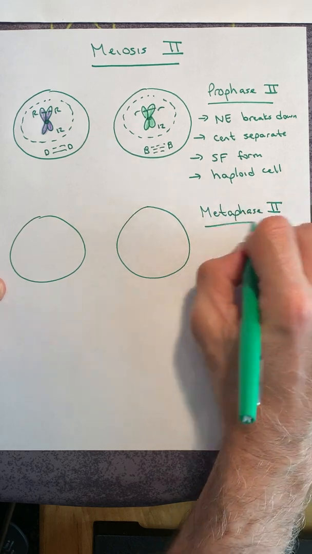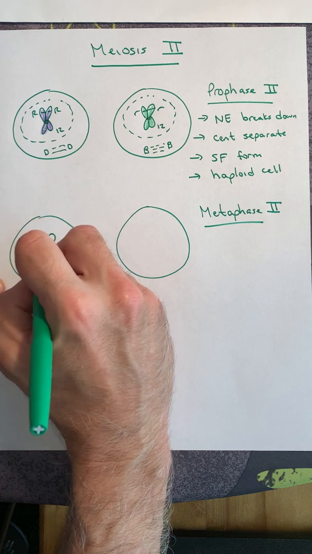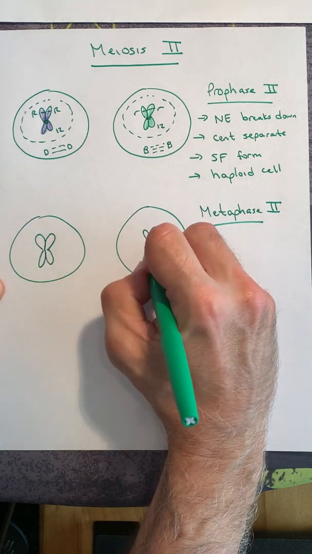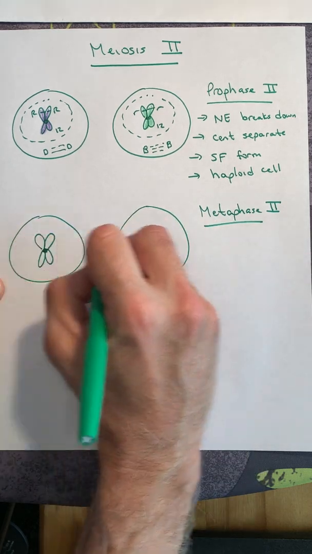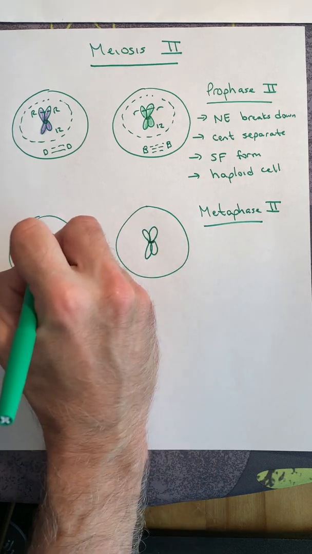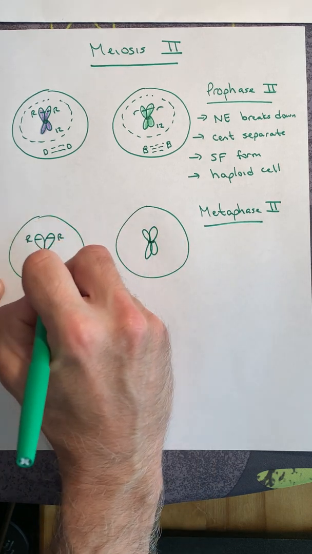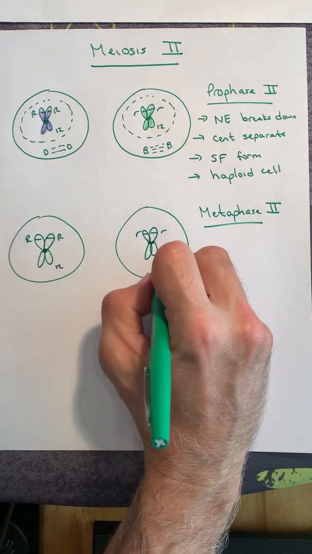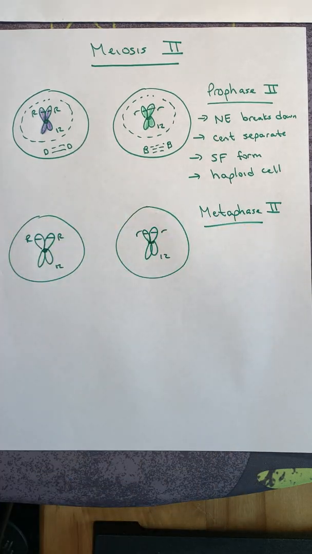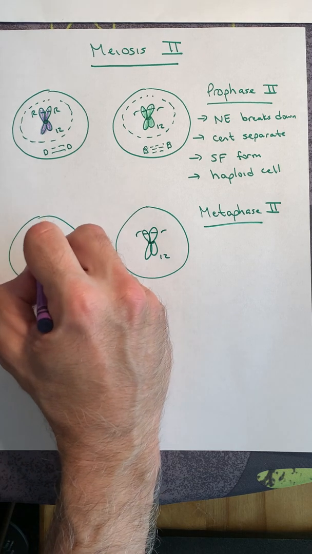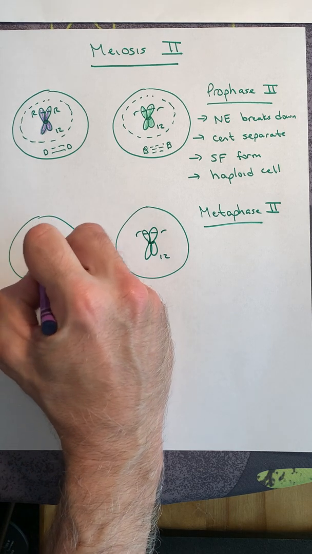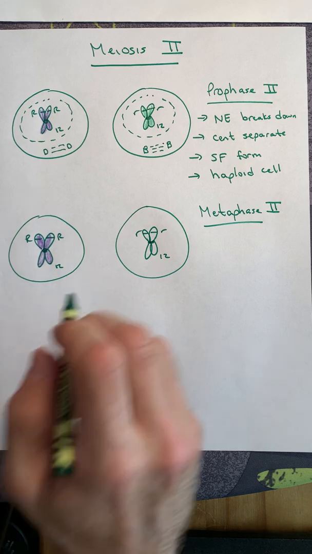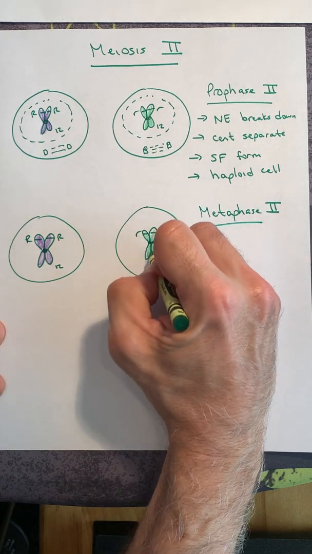Metaphase 2. Well, if you'll recall, in metaphase 1, there was only one spindle fiber per chromosome, whereas in metaphase 2, there's going to be two spindle fibers per chromosome. Okay? So go like that, and then go like that.